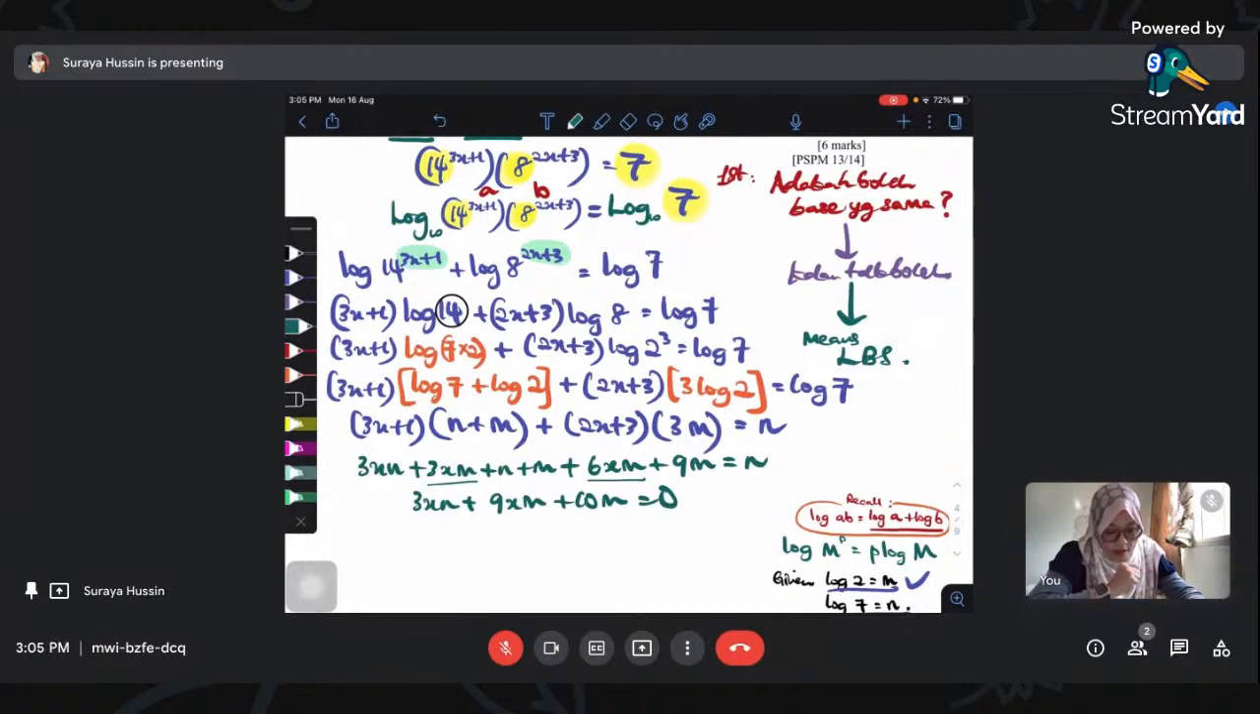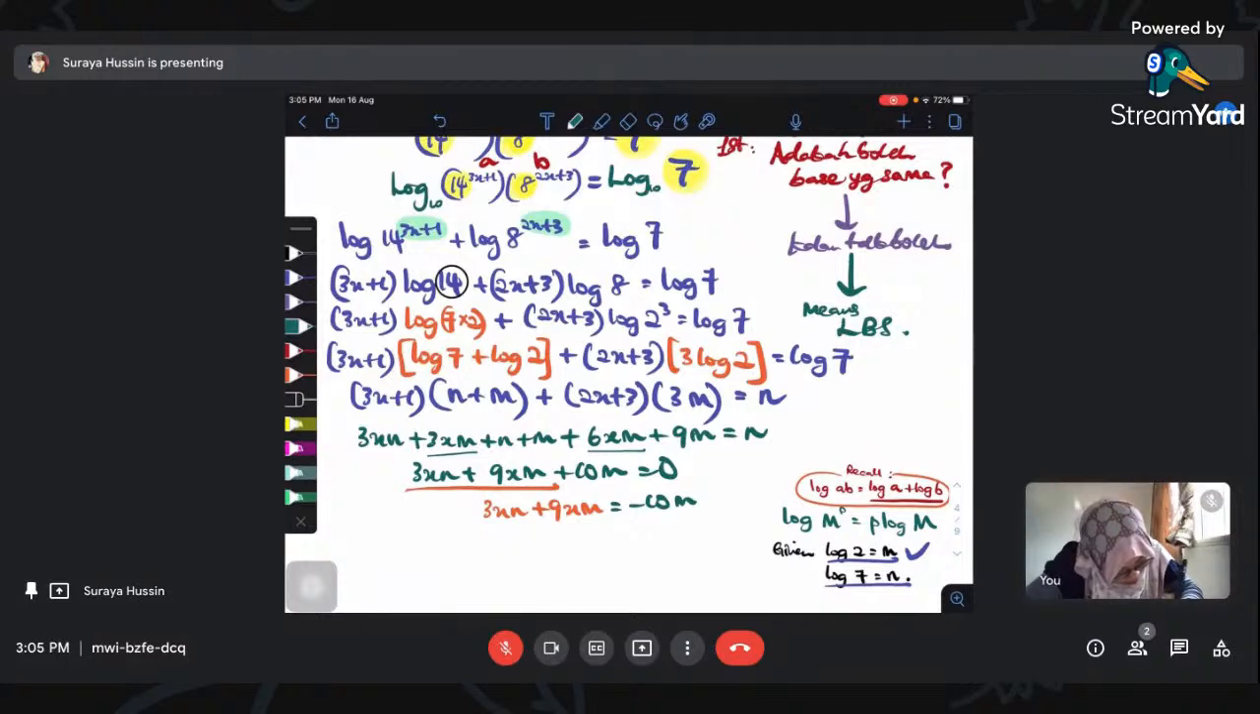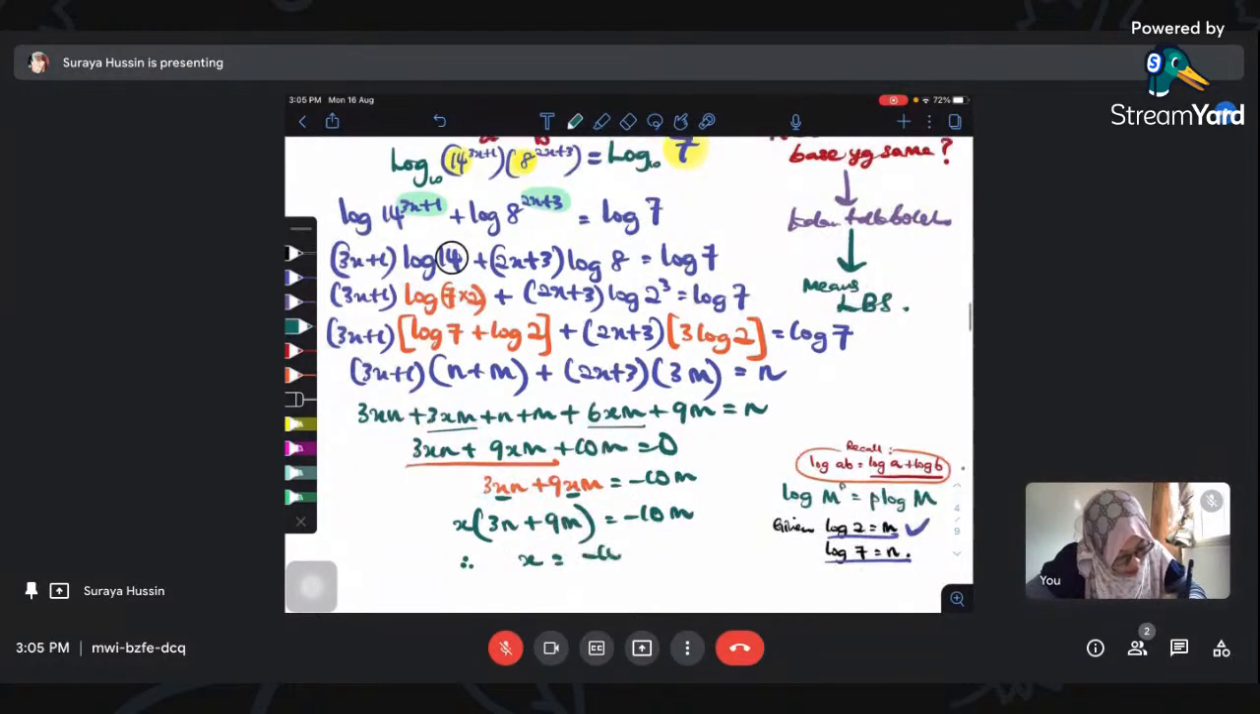Okay. And then, you nak x sahaja kan? You nak x sahaja sebagai subjek. So, you jadikan x sebagai subjek. You kena bawa 10 tu ke arah kanan. So, minus lah. Minus 10m. And therefore, you factorize the x. You akan dapat 3n tambah 9m is equals to negative m. Therefore, your x is equals to negative 10m divided by 3n plus 9m.